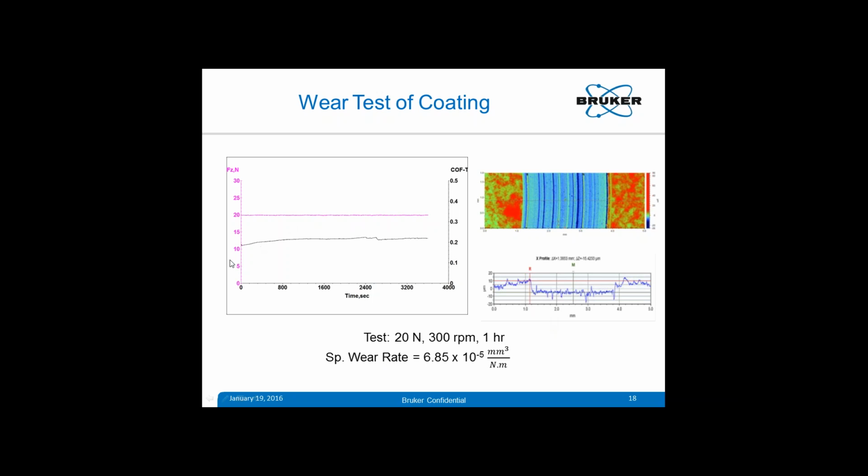And here is the evaluation of the COF, which was more or less constant. Initially, something happened here, so it actually dropped. Maybe it hit a debris or something, and the load was constant.